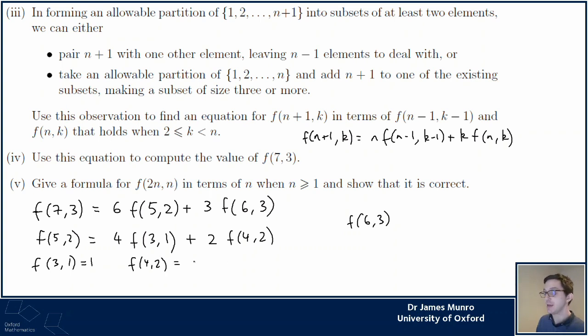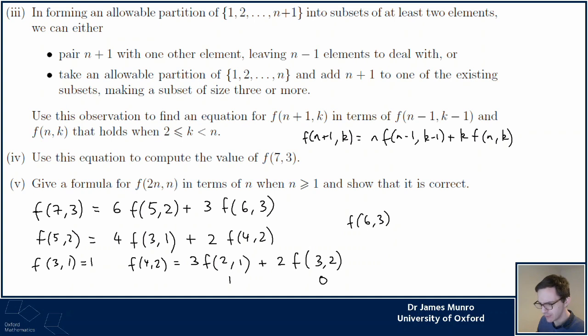That's going to be n is 3, k is 2. So that's going to be 3 f of 2, 1. Looks like that's 1 again. Because there's only one way to put two things into a subset of size 2. Plus k here is 2, f of n, k is 3, 2. f of 3, 2 is 0, because there are no ways to put three things into subsets of size 2. That was part 1 of the question, and there's not enough things over here.